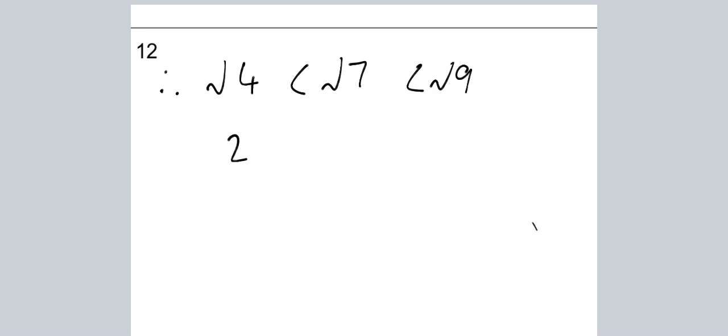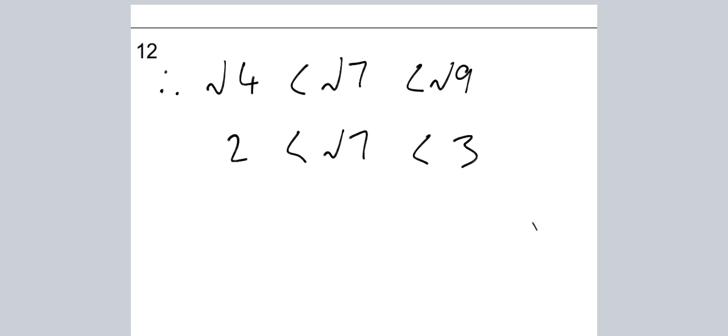Which means that root 7 is between 2 and 3. Better be. There we go. Oh, you probably can't see that. I'll just hit the calculator button, then it comes up big, doesn't it? There we go. Square root of 7 is 2.645, and so on.